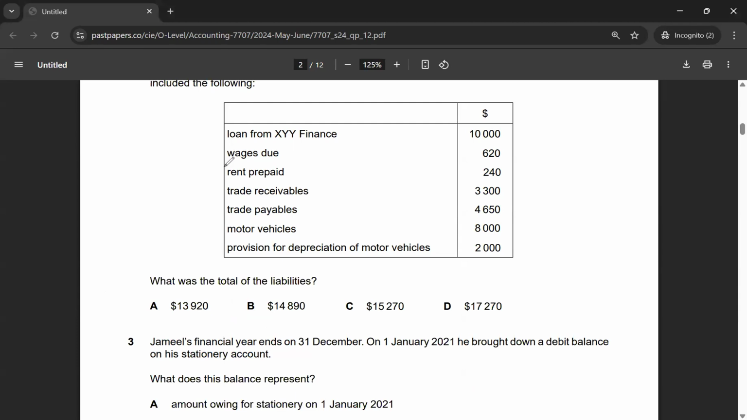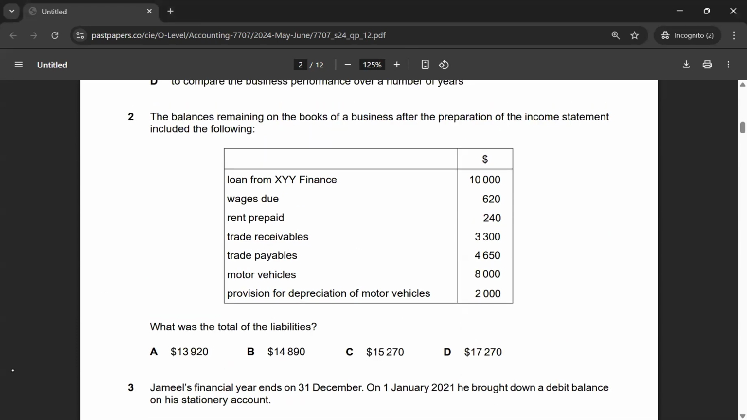So multiple choice 2 is basically asking what was the total of the liabilities. So if I scroll a little up, right, we have the full shot of question 2. The balances remaining on the books of a business after the preparation of the income statement included the following, right? And what was the total of the liabilities? So you have to identify the type of liabilities. This is a liability. Wages due is a liability. Rent prepaid is an asset. Trade receivable is an asset. Trade payable is a liability. Motor vehicle is an asset. And this is also a contra asset account, but it's not a liability.